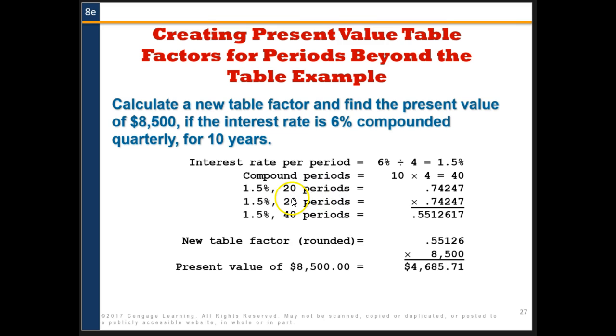So we're going to figure out the value at 20 periods, and then that'll give us our 40 period calculation of 0.55126. And then when we figure out the present value of $8,500, it would be $4,685.71.